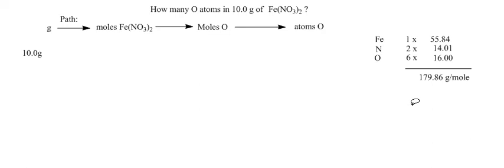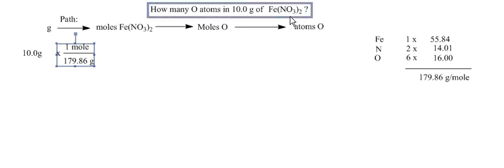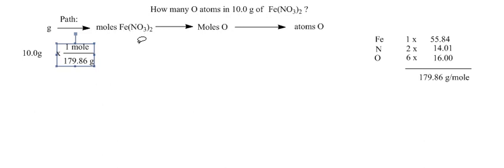From the oxygen, we add those 3 numbers, 96, 28, and the 55.84, and we end up getting 179.86 grams per mole. You need to remember to do the calculations here, the 2 times 14 and the 6 times 16, before you do your addition. So we're going to use that as our conversion factor to convert from grams of iron nitrate, iron 2 nitrate, to moles of iron 2 nitrate.